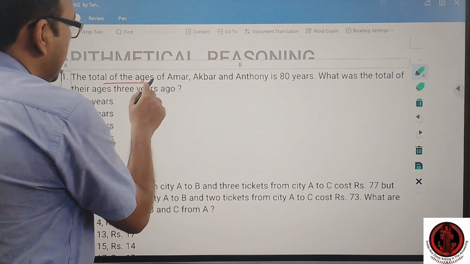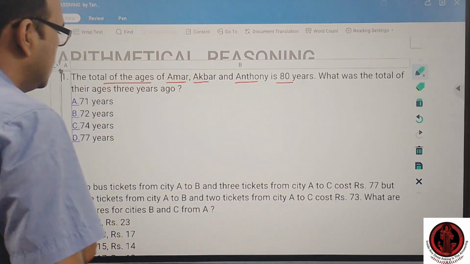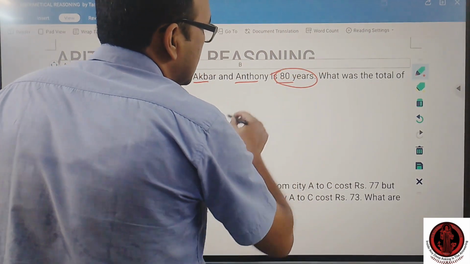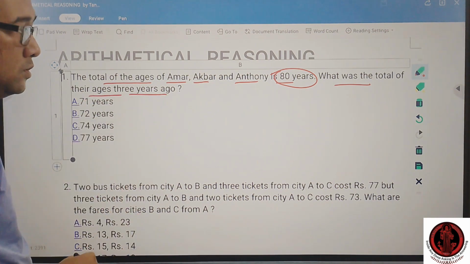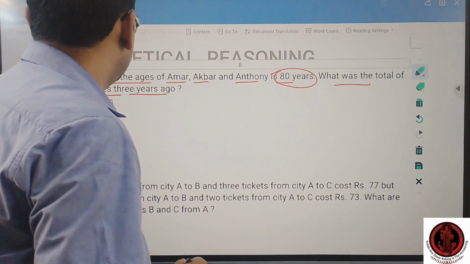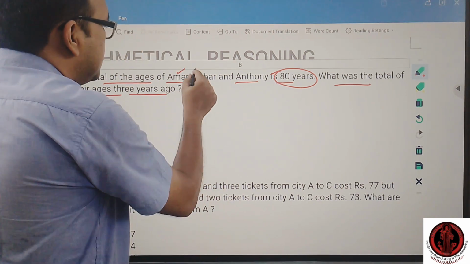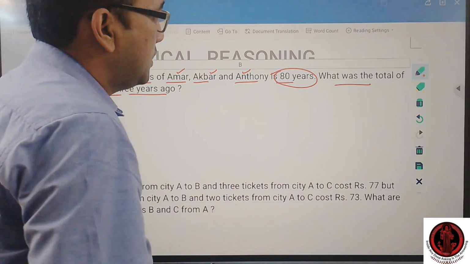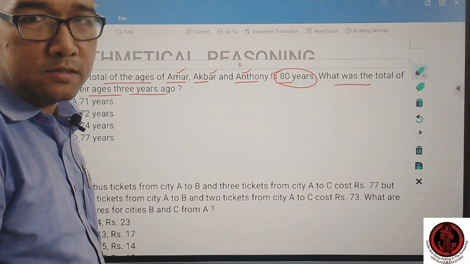The total ages of Amar, Akbar and Antony is 80 years. What was the total of their ages 3 years ago? Now 3 years ago means each person will be decreased by 3 years.